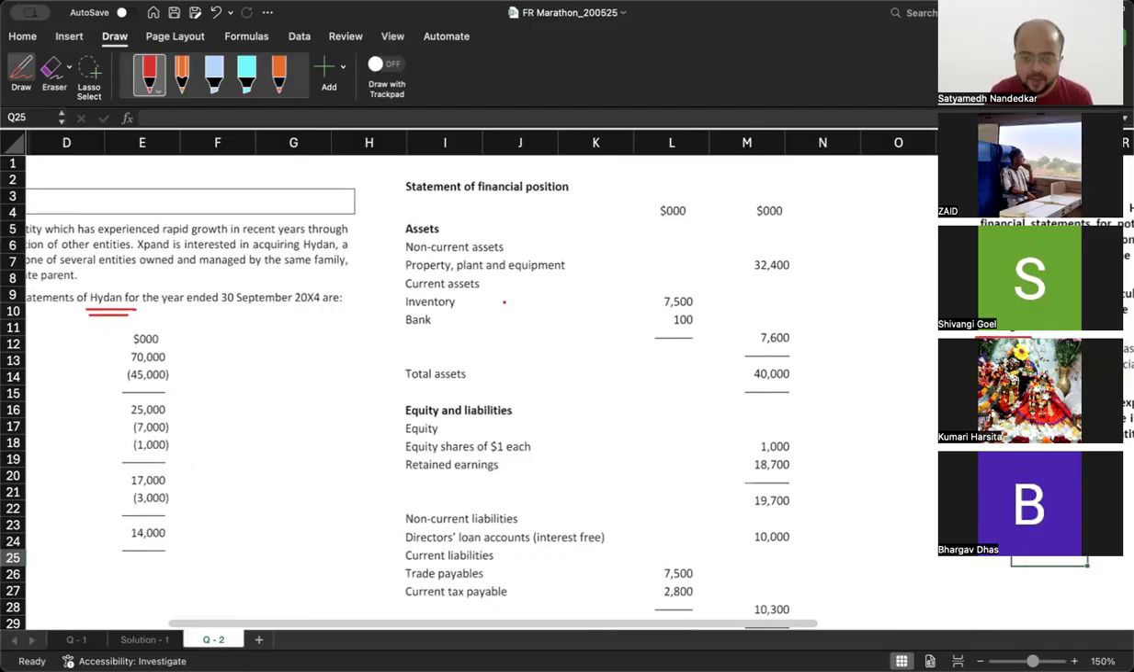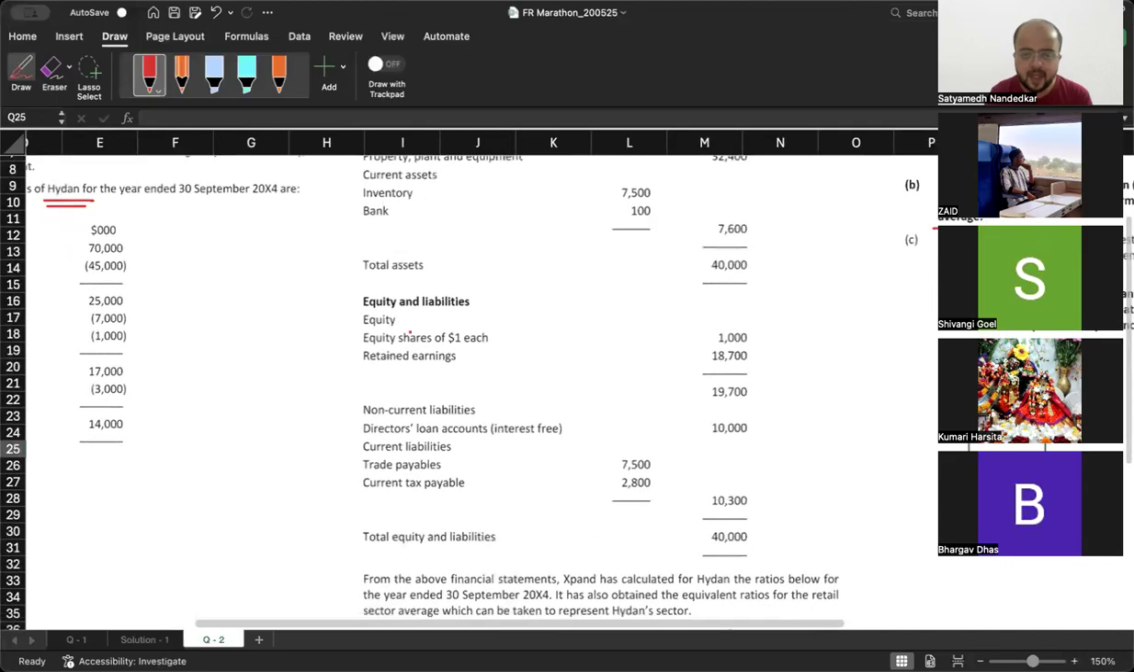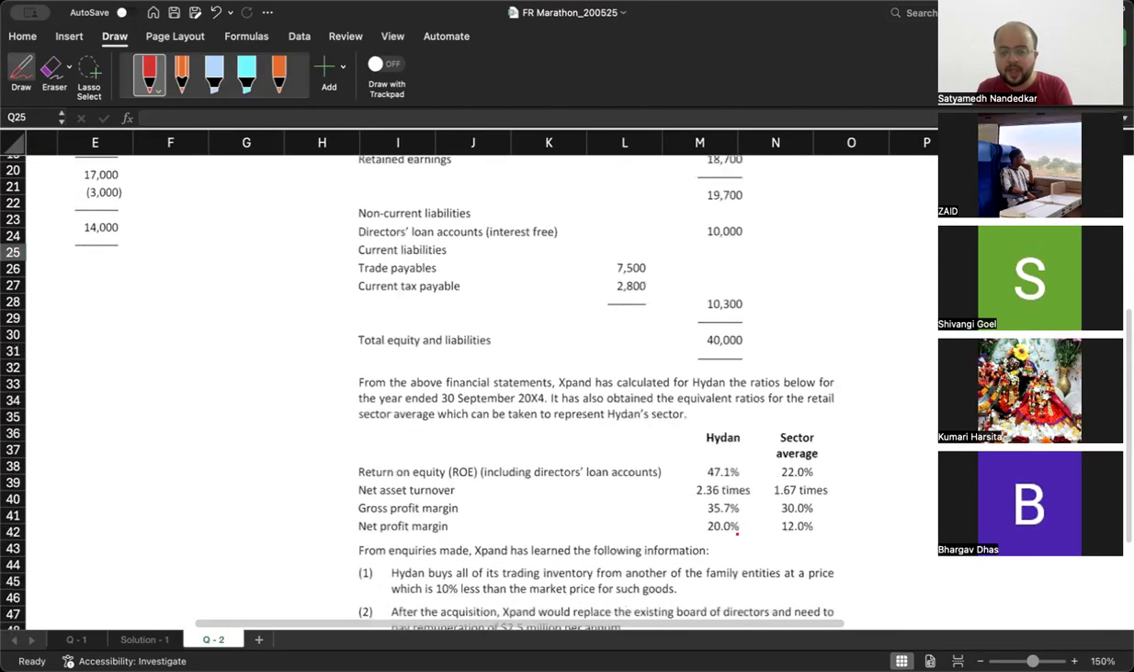नॉन करंट असेट में इन्वेंट्री और बैंक, you get total assets. Equity and liabilities, you have 1000 equity shares, equity share capital, retained earnings 18,700, and director's loan account, that is loan taken from director, interest free loan है 10,000 का, trade payable है 7,500, current tax payable है 2,800, and you have the total equity and liabilities.